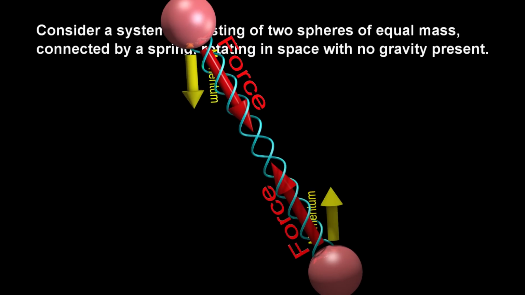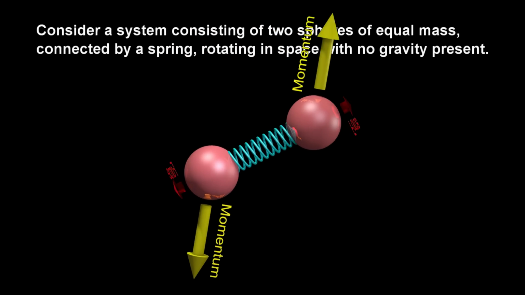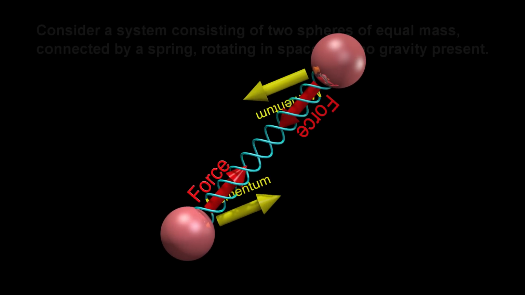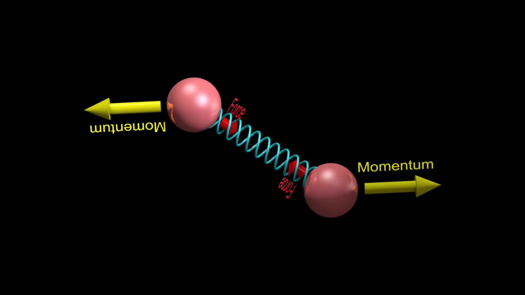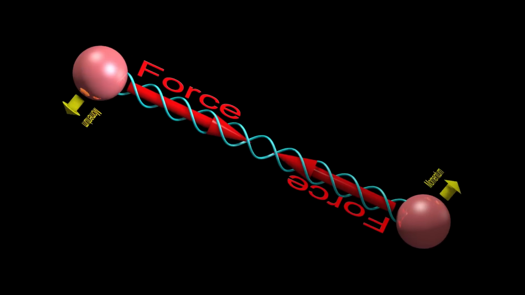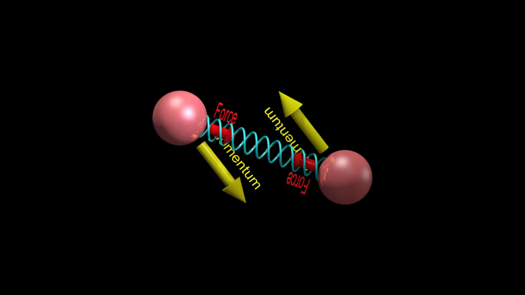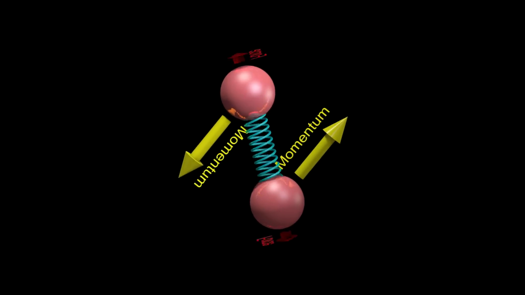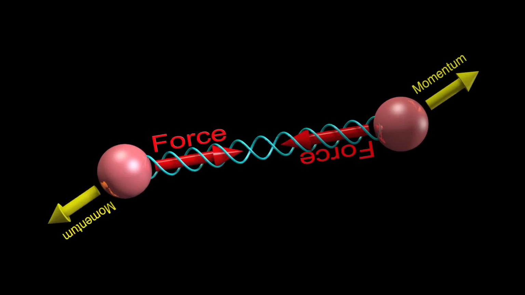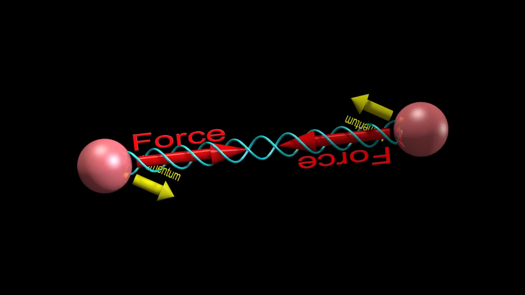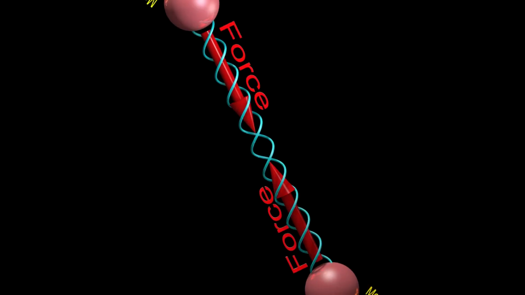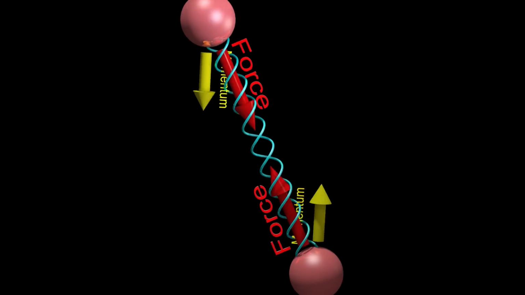Consider a system consisting of two spheres of equal mass, connected by a spring, rotating in space with no gravity present. The yellow arrows are vectors representing the momentum. The red arrows are vectors representing the forces on the spheres. In this scenario with the two spheres, the stretching and compressing of the spring can only cause the spheres to either feel a force directly towards the center of rotation or to feel a force directly away from the center of rotation.